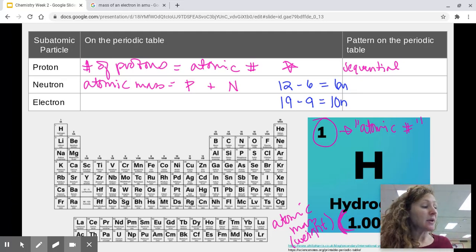Now, atomic masses are fairly sequential on the periodic table also, but there are some exceptions where you move over to a new element and the atomic mass actually goes down. Not very many, but there are a couple. Now would be a good time to pause the video and see if you can find an exception in the atomic mass pattern on the periodic table.